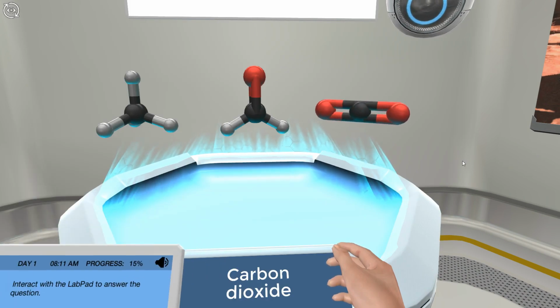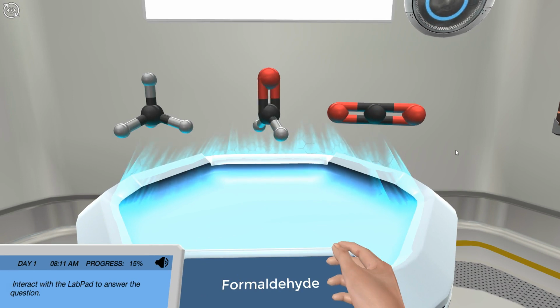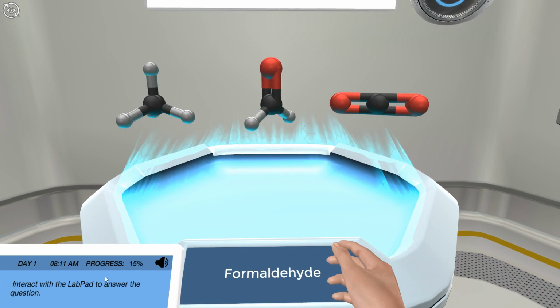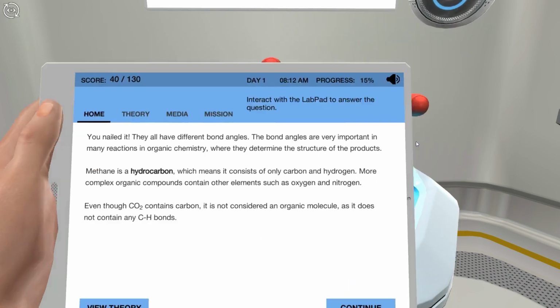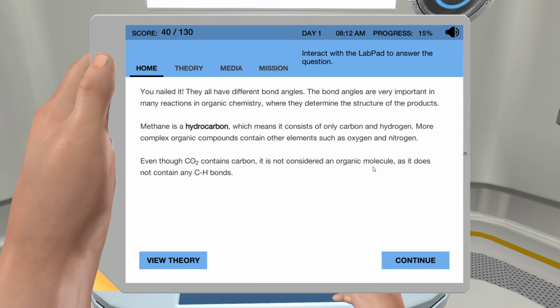The bond angles are very important in many reactions in organic chemistry, where they determine the structure of the products. Methane is a hydrocarbon, which means it consists of only carbon and hydrogen. More complex organic compounds contain other elements such as oxygen and nitrogen. Even though CO2 contains carbon, it is not considered an organic molecule, as it does not contain any carbon-hydrogen bonds.